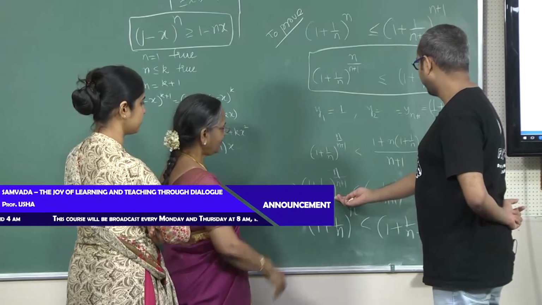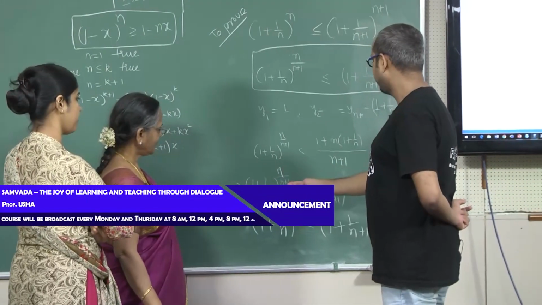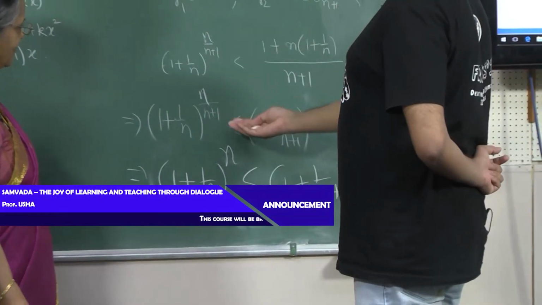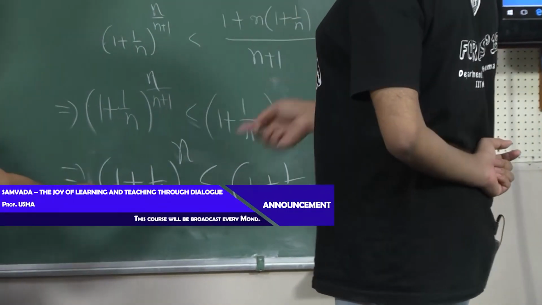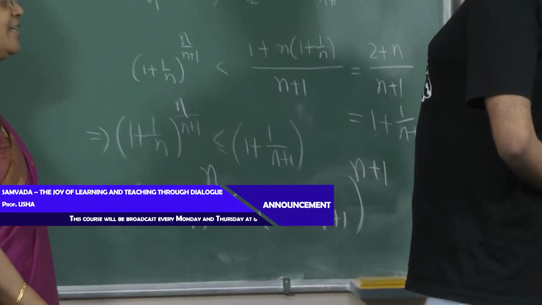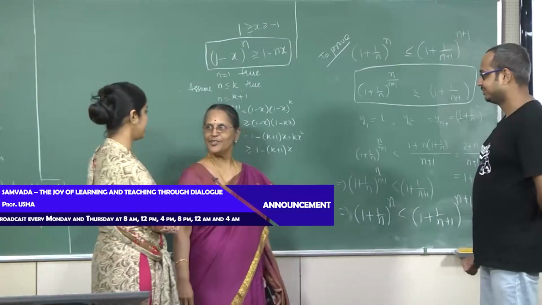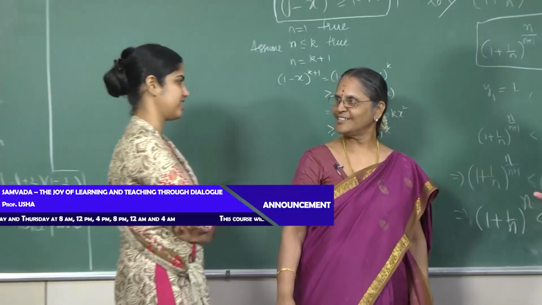This will give me 1 plus 1 by n, to the power n, by n plus 1, will be less than 1 plus 1 by n plus 1. Now I take the n plus 1 forward. This is your AN, that's your AN plus 1. Yeah. So it again shows that AN is an increasing sequence. In fact, a strictly increasing sequence. Yeah, exactly, it's good.